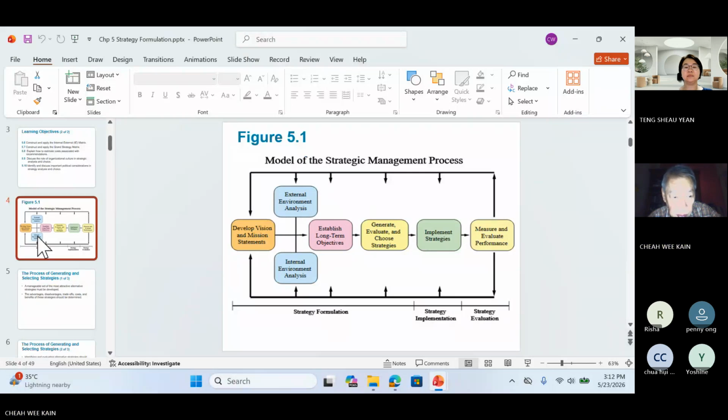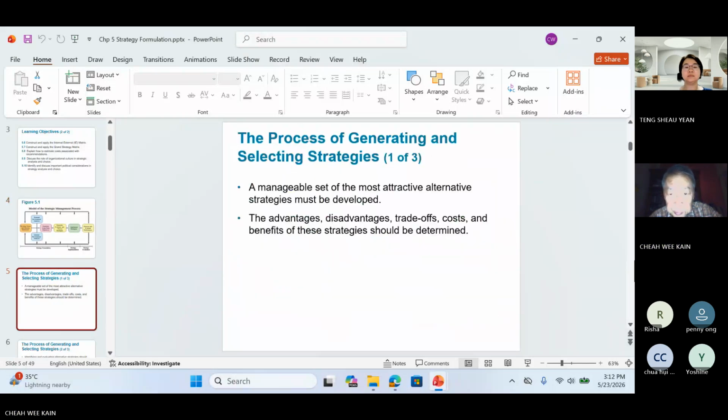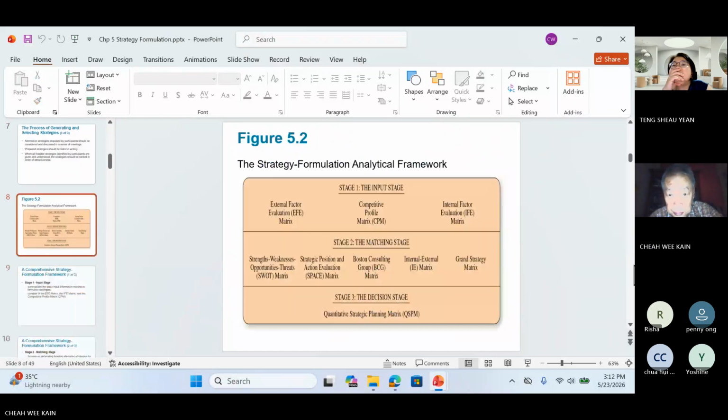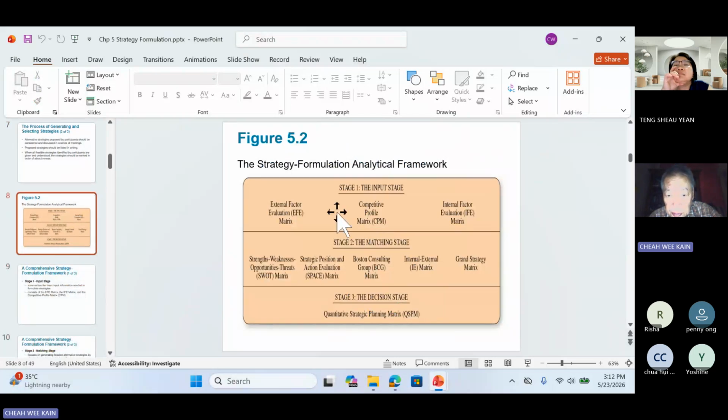So how do you actually generate and select strategies? Here we want to be more in depth, more precise. First, look at this chart. Can you see this chart? Yes.